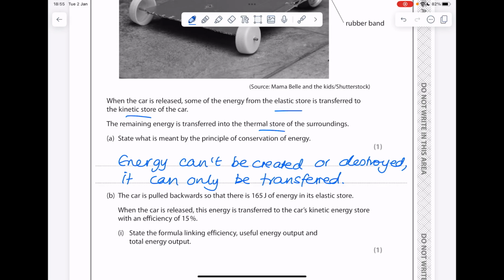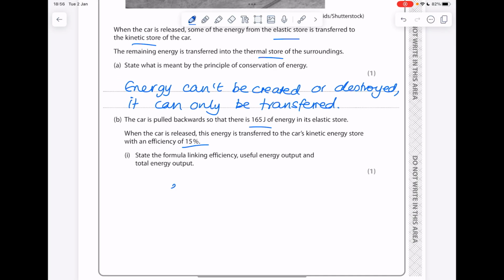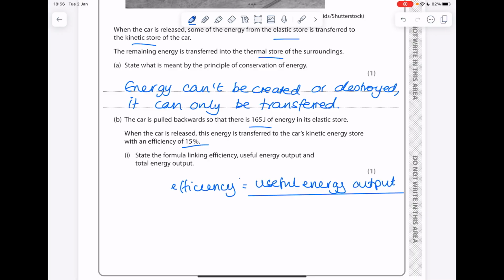The car is pulled backwards so that there is 165 joules of energy in its elastic store. When the car is released, the energy is transferred to the car's kinetic energy store at an efficiency of 15%. State the formula linking efficiency: useful energy output over total energy input.